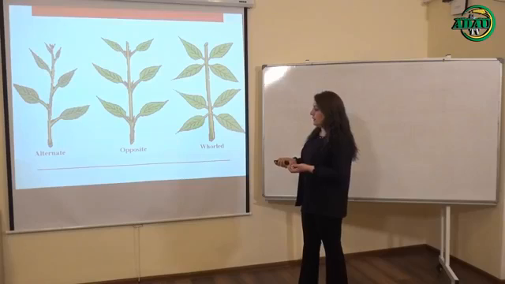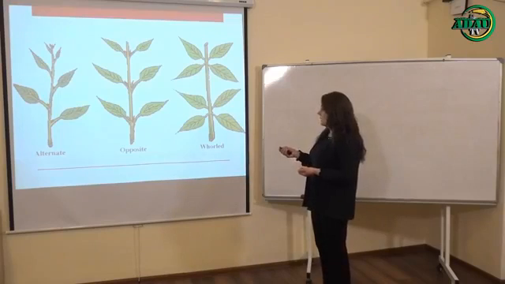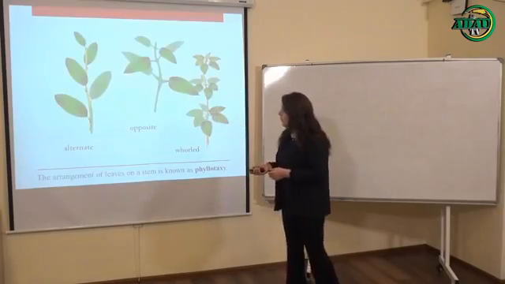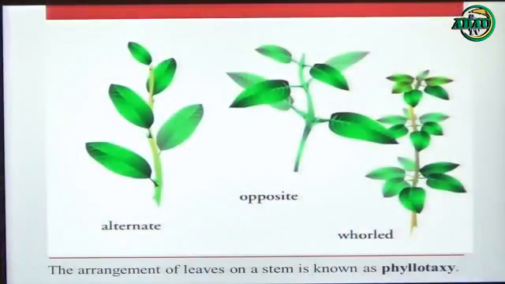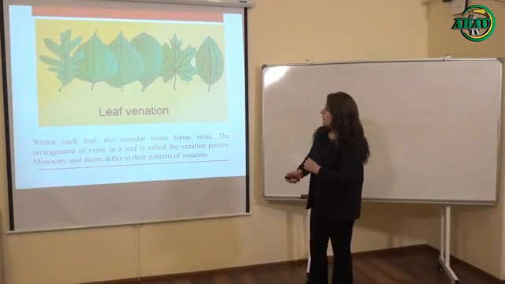In opposite leaf arrangement, two leaves grow at each node. In whorled leaf arrangement, three or more leaves grow at each node of the stem. The arrangement of leaves on a stem is known as phyllotaxy. So: a single leaf at each node, two leaves at each node, and three or more leaves at each node.